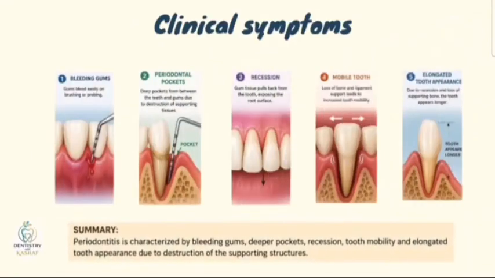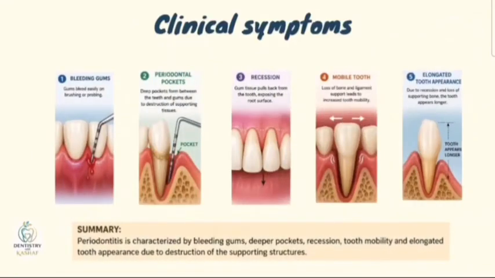What are the clinical symptoms? Of course, you can appreciate here, in 1, there is bleeding on probing. In 2, you can see there is a pocket detection by CPITN probe. In 3, you can appreciate the gingival recession, where the root is exposed. In the mobile tooth, you can appreciate the horizontal tooth movement, like mobility. Also, you will see that the tooth looks elongated, but basically this is not elongation. The bone is lost, gingival tissue is receded, and the tooth is exposed, so that it seems like an elongated tooth.